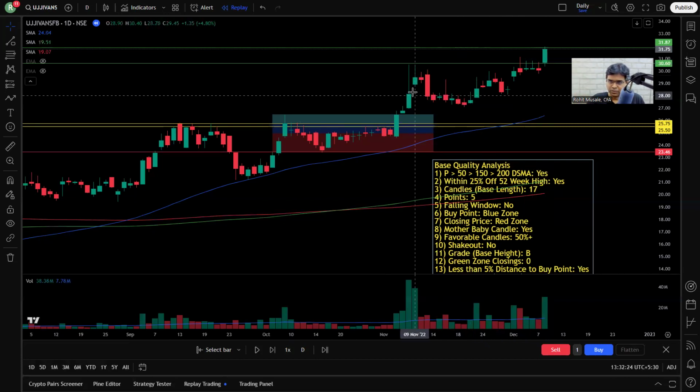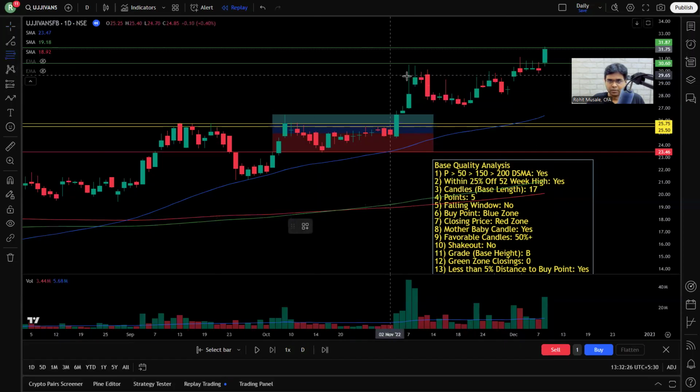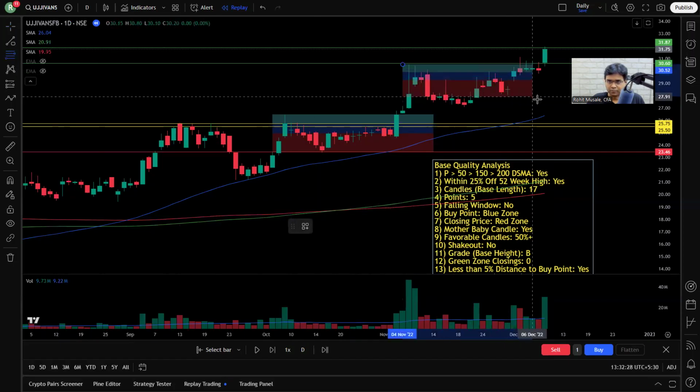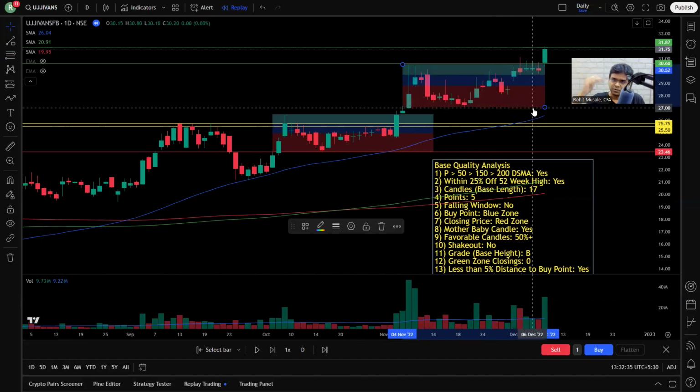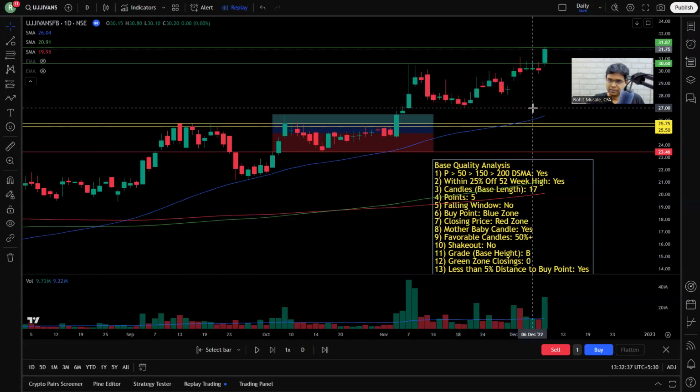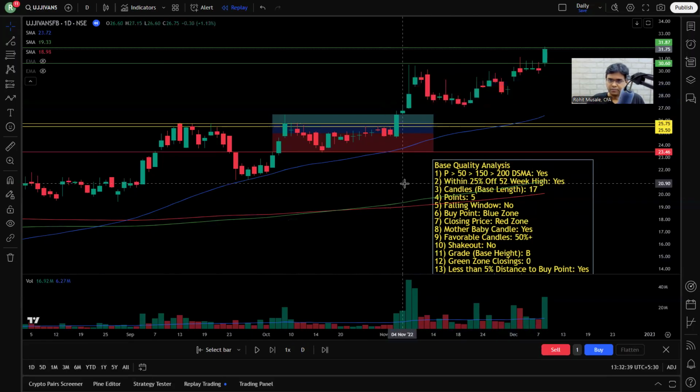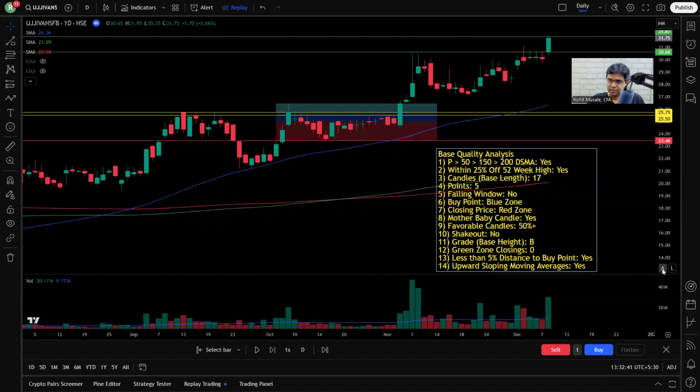And by the way, do you notice another base being formed? See from here, this is the buy point. See another base being formed here. Okay, so a base on top of a base. So I hope you understood the analysis that we have done here.